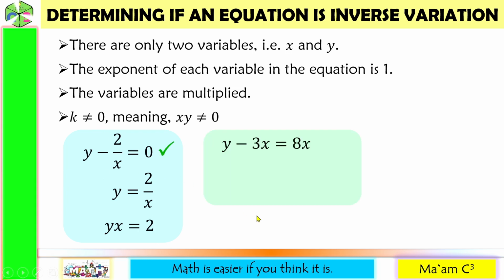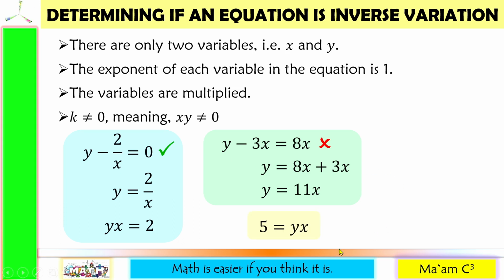Let's have another one. We only have two variables here, y and x, and both y and x have an exponent of 1. Now, are the variables multiplied? Let us move negative 3x on the other side. It will become positive. And 8x plus 3x is 11x. Now, the variables are not multiplied, but the variable x is multiplied to our k. So, this equation is not an inverse variation.